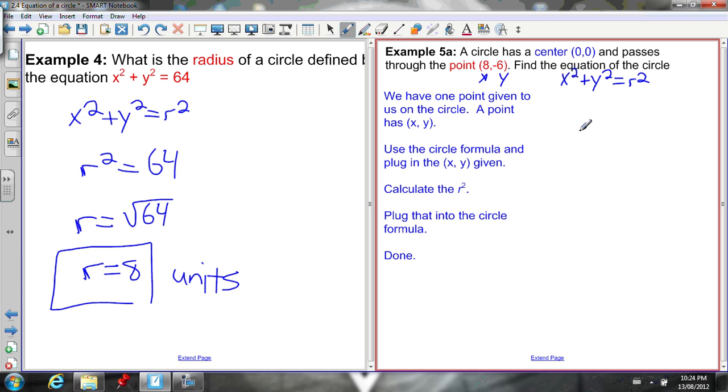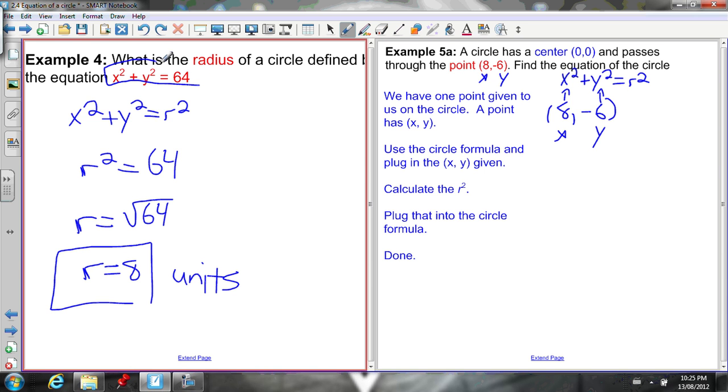A point has an x and y. We're given the point. It's 8, negative 6. And we know that has an x and a y coordinate. Use the circle formula and plug in the x and y given. So we're given a point on the circle. We plug in our x and our y value. And we can solve for r squared. Because remember, the final equation of a circle, like this right here, has a value plugged in for r squared. That's what the final equation will always look like. It always looks like x squared plus y squared equals a number. So we have to figure out what that r squared value is.